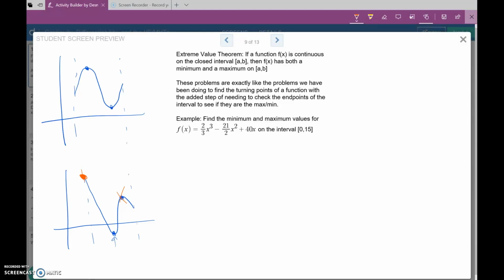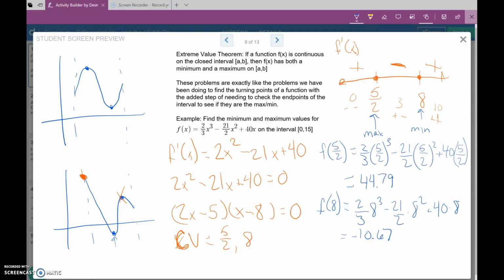We're given f of x is 2/3 x cubed minus 21/2 x squared plus 40x, and the interval we're looking at is 0, 15. So let's go ahead and find the minimum and maximum. I want you to find turning points on this interval, and I'm going to pause it and put up the solution. Okay, so here's the work to find the turning points of this function.